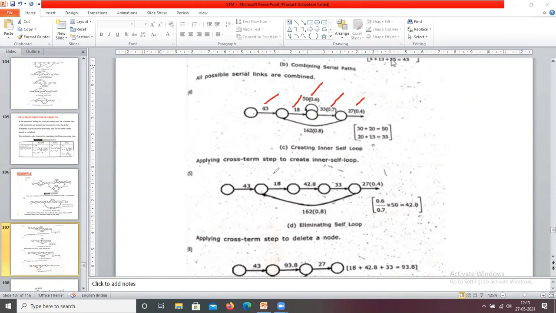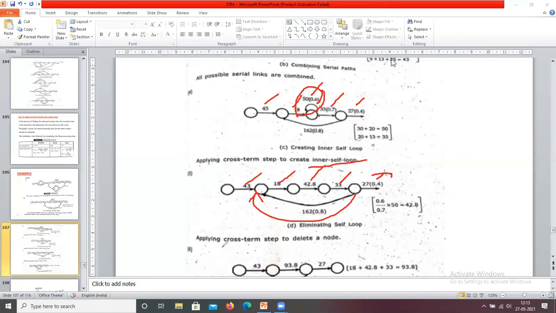And similarly, inner self loops. If there are any inner self loops and you apply the rule, these are the values: 43, 18, 42.8, 33, and 27 into 0.5. This is the branching. Here there is a 0.8 probability of branching. So this is what we got after eliminating the self loop. After eliminating this self loop, we got these values.